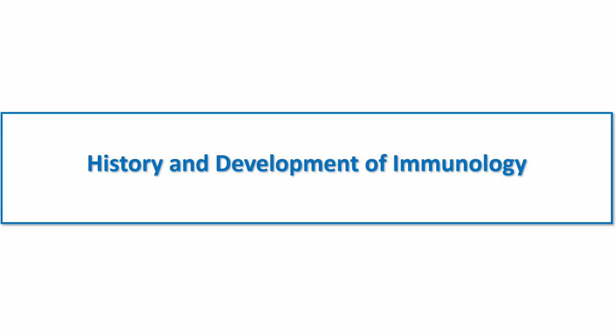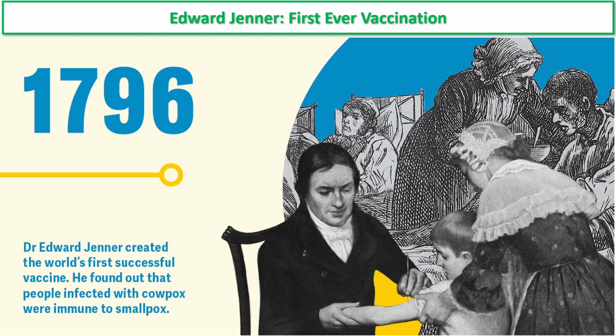So let's start a new topic today, the history and development of immunology. Today we will be discussing some historical milestones in immunology, where the concept of immunology started, how the concept of vaccination started, and how people came to know what the immune system and immunity are. So we will be studying this history. The famous name everyone might have heard for vaccination is Edward Jenner.